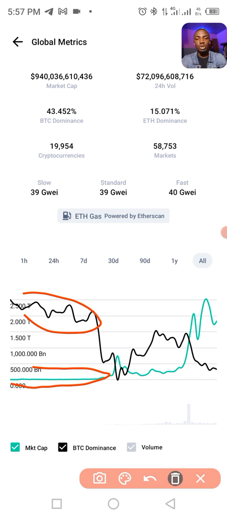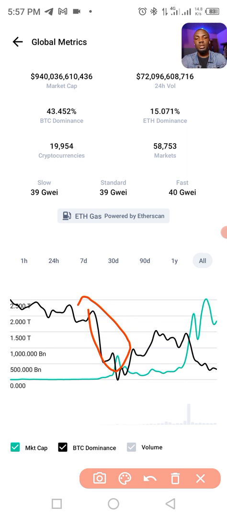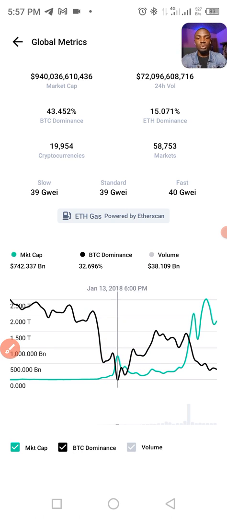Then what made Bitcoin dominance start to drop at this particular point is the advent of other altcoins. The moment altcoins began to come into existence, that is when the dominance of Bitcoin began to drop drastically. If you look at this place, this is around 2017, 2018.